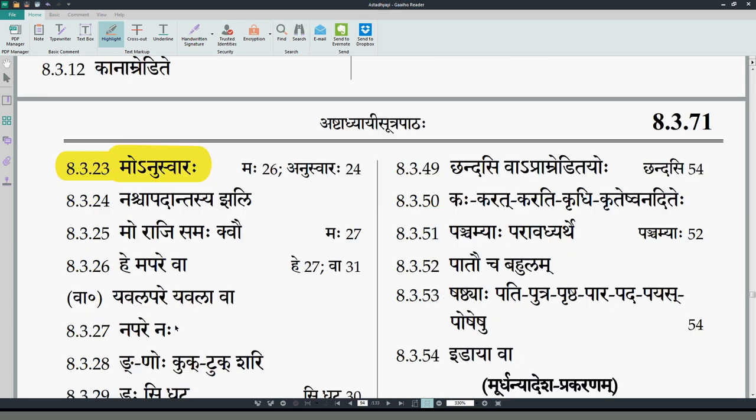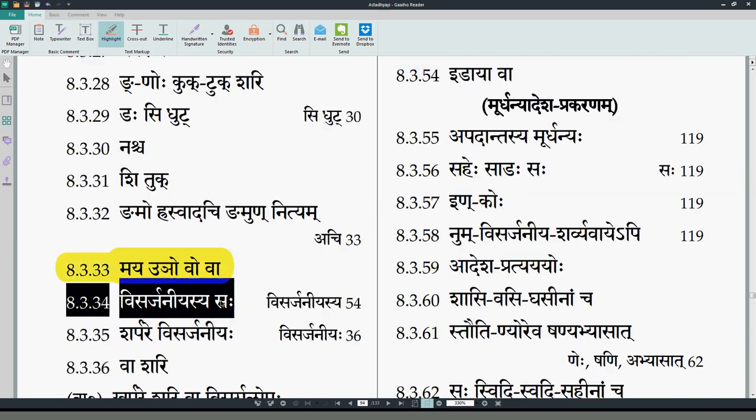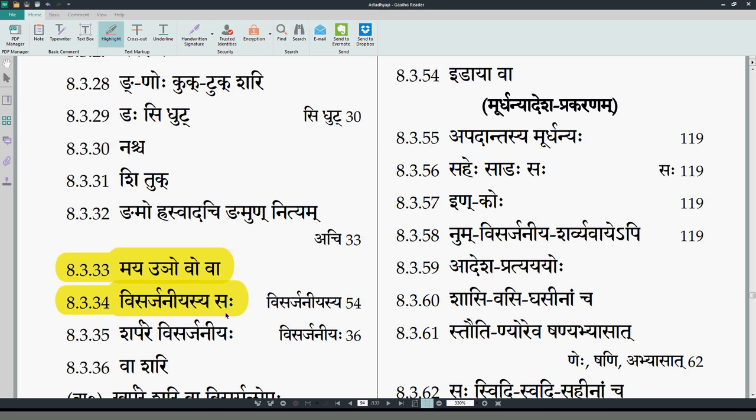Here in this sutra, Visarjaniyasya Saha, this sutra will come into play, and the Visarga which is born, what does that say? That sutra says Visarjaniyasya Saha. Let me check the Anuvritti.